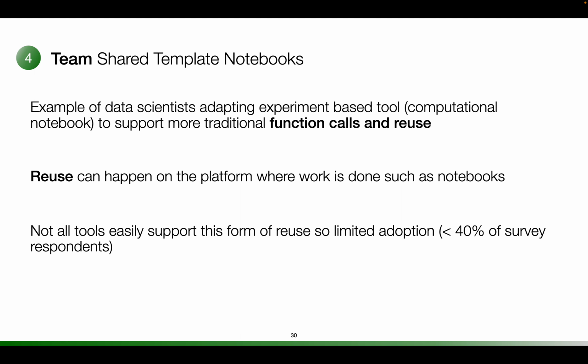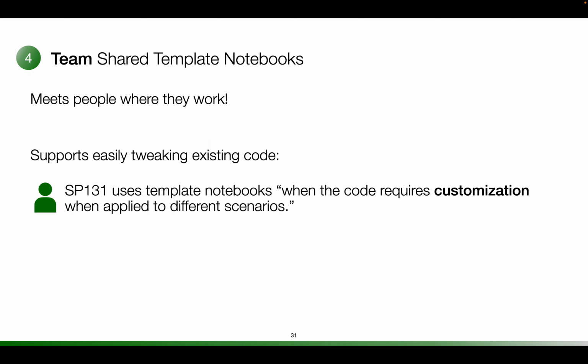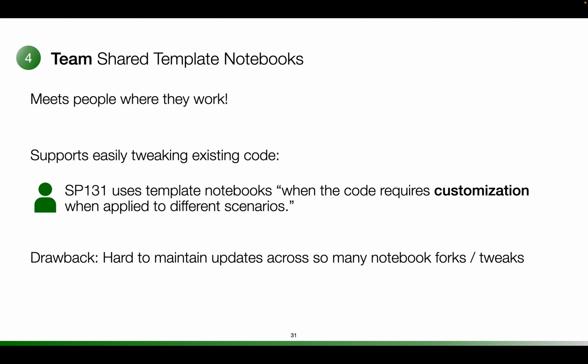However, not all tools easily support this form of reuse. So for instance, we saw less than 40% of our survey respondents actually adopting this, just because not all tools support this form of calling notebooks as functions, for instance. This is really popular because it meets people where they work. And in particular, it helps people easily tweak existing code. So for instance, as one of our participants said, they use template notebooks when the code requires customization when applied to different scenarios. And in data science, most analysis code requires this level of customization. Of course, the drawback here is that it can be hard to maintain updates across so many notebook forks and tweaks.